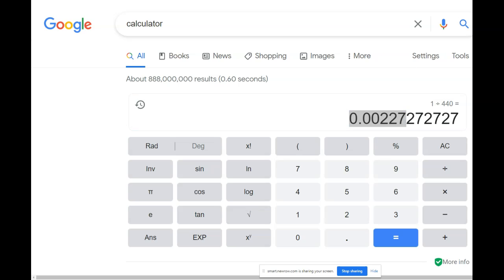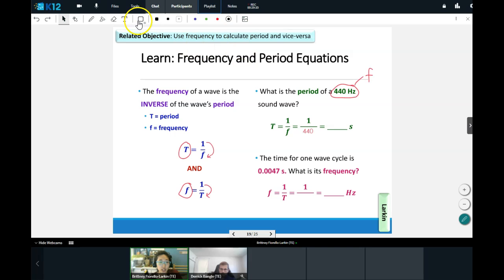Awesome. All right, so let's go ahead and jump this back over into our PowerPoint and pop this in. So I should be getting, again, 0.00227 seconds, right? 227 or 7? 227. Yep. All right. Okay, let's go ahead and try the other equation. So this time we want to solve for frequency. So the time for one wave cycle is 0.0047 seconds. What is its frequency?